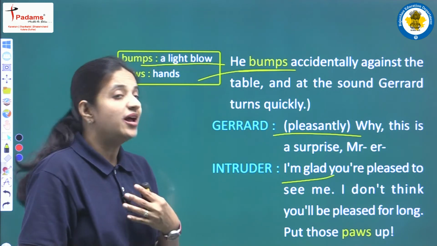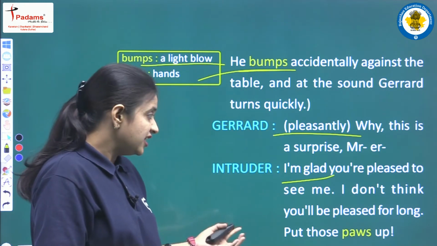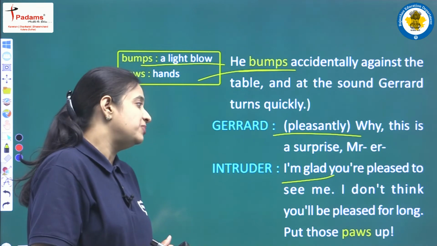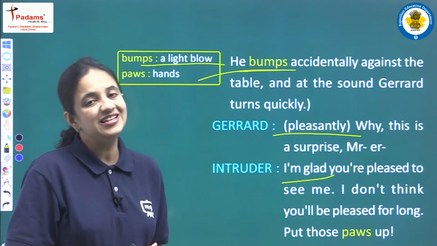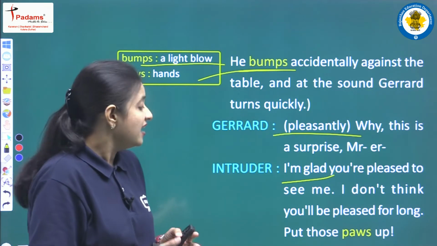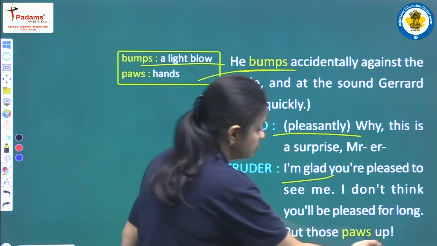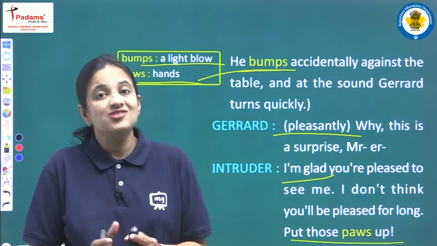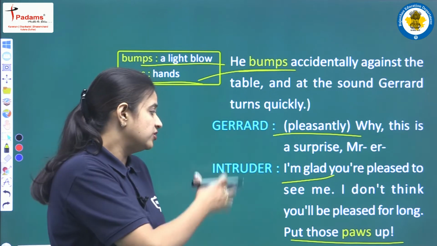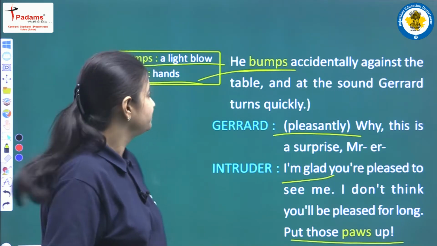So now that intruder is saying that I am very much glad, I am very much happy that you are pleased to see me. Next he is saying that I don't think that you will be pleased for very long time, and next he is giving one instruction to Gerald and he is saying just put those paws up. So paws means hands. He is ordering Gerald to put his hands up.